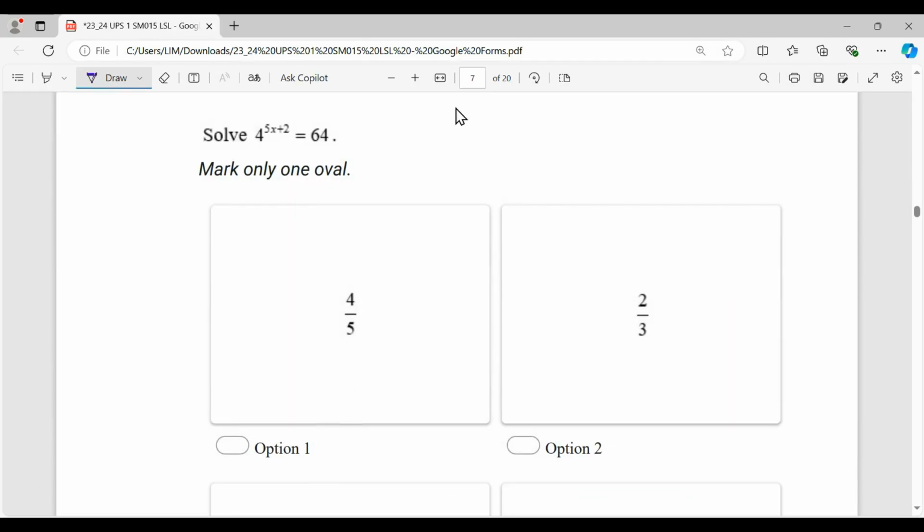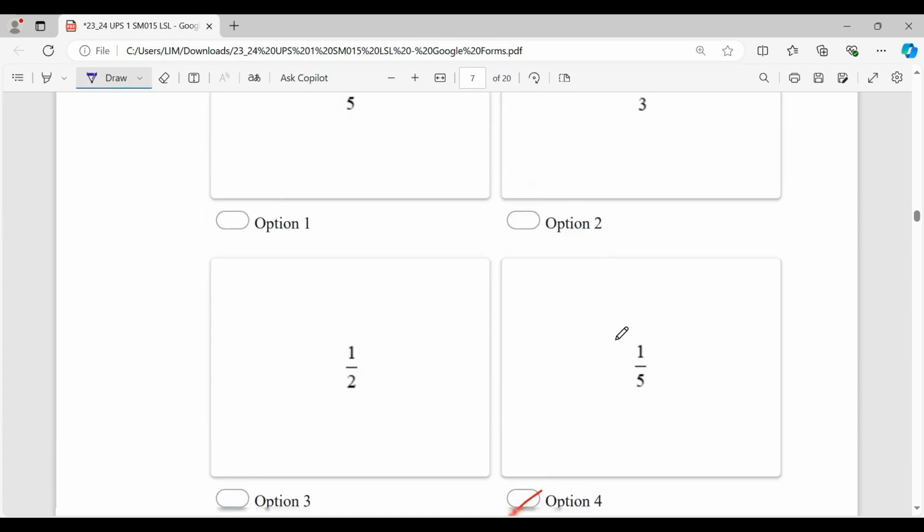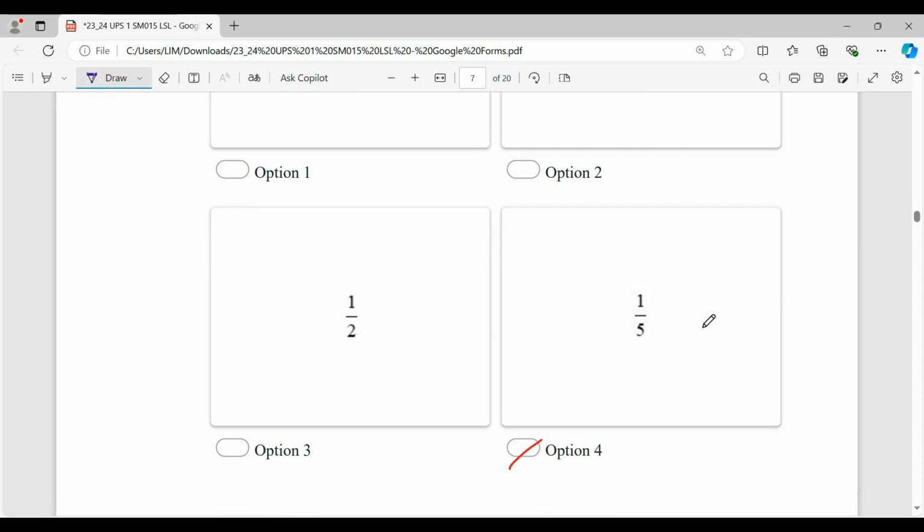Then solve for this. 4 to the power of 5x plus 2. So we can put it as a base of 4 to the power of 3. Then we compare, 5x plus 2 is equal to 3, 5x is equal to 1, so x is equal to 1 over 5. In this equation, we don't need to check the answer. The x is equal to 1 over 5. Here we have the option.